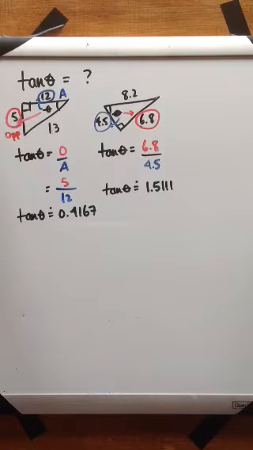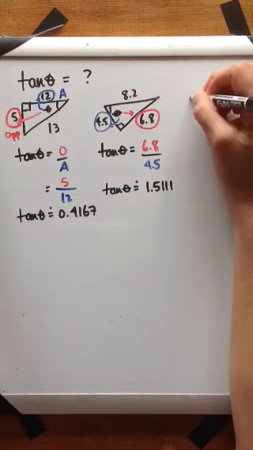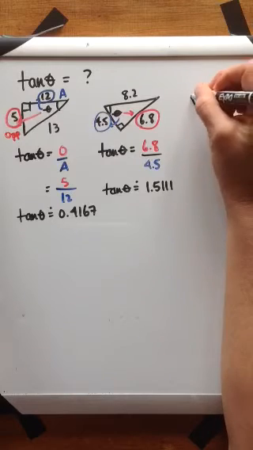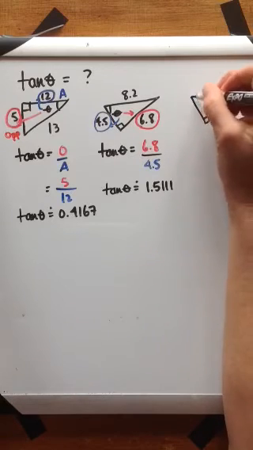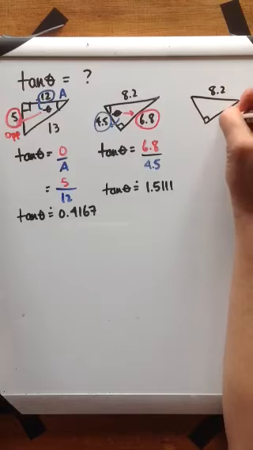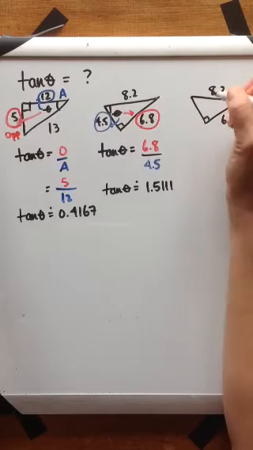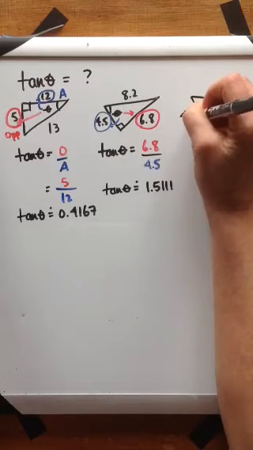All right, last example. Same triangle, but what happens if, instead of choosing theta to be this angle here, what if we choose it to be the other angle that is not the right angle in this triangle?